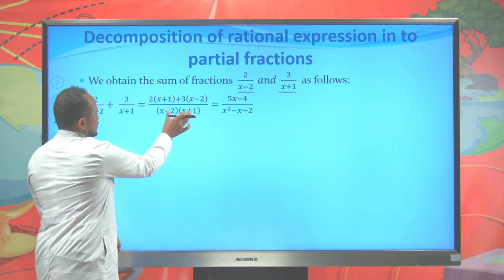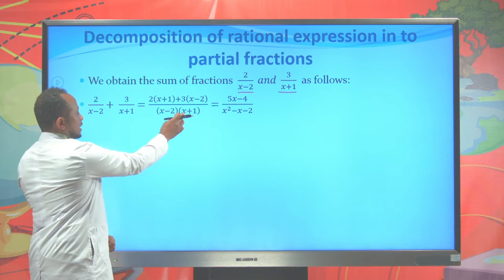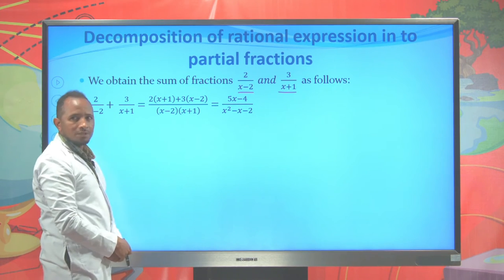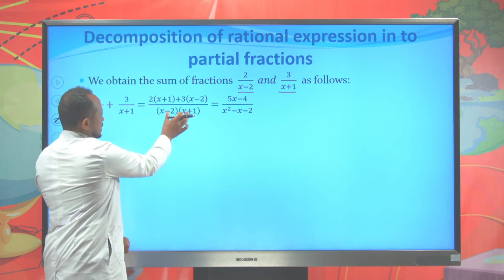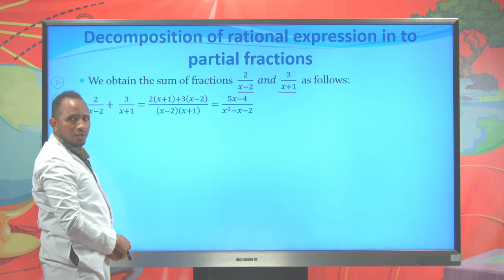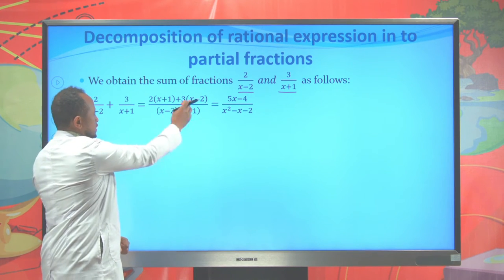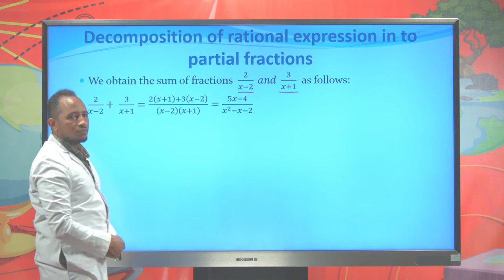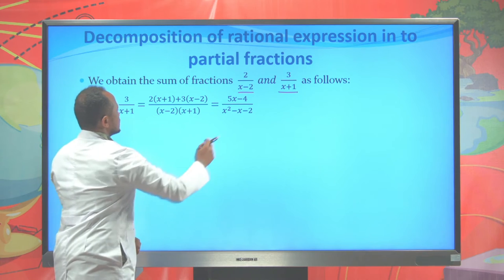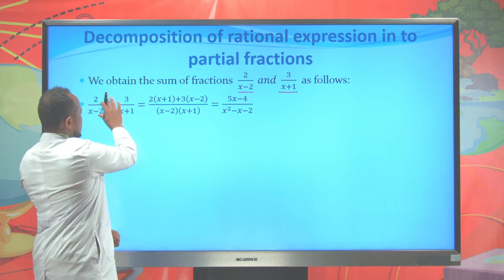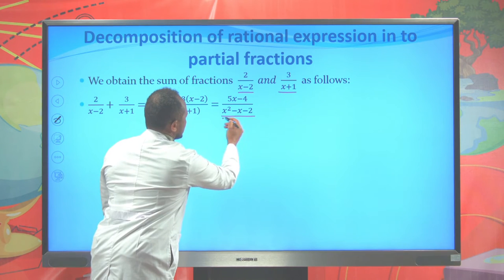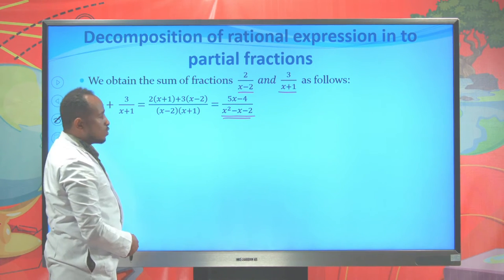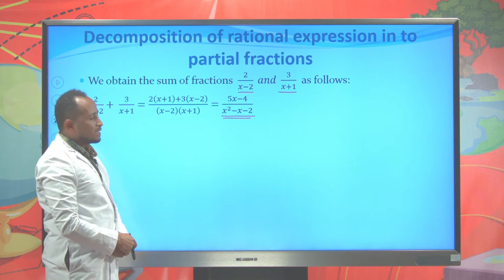Divide this expression by x minus 2, you get x plus 1. Multiply it by 2, you get 2 times x plus 1. Plus, divide this by x plus 1, you get x minus 2, multiplied by 3. When you simplify, x plus 3x is 5x, and here we have 2, and here 3 times negative 2 is negative 6, negative 6 plus 2 is negative 4. So the sum of these two gives you 5x minus 4 over x squared minus x minus 2.